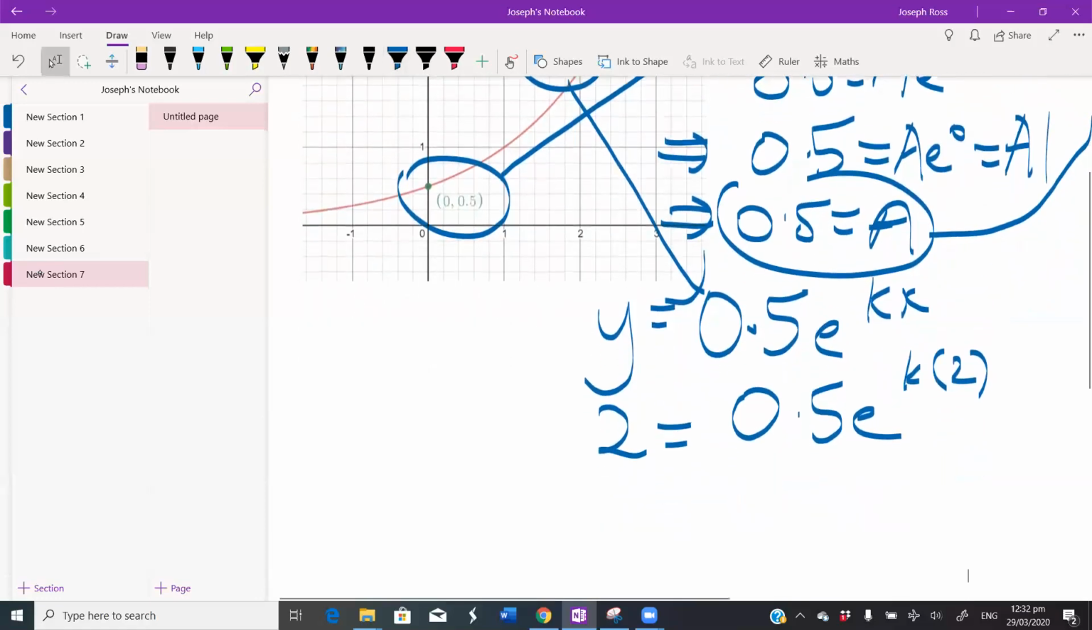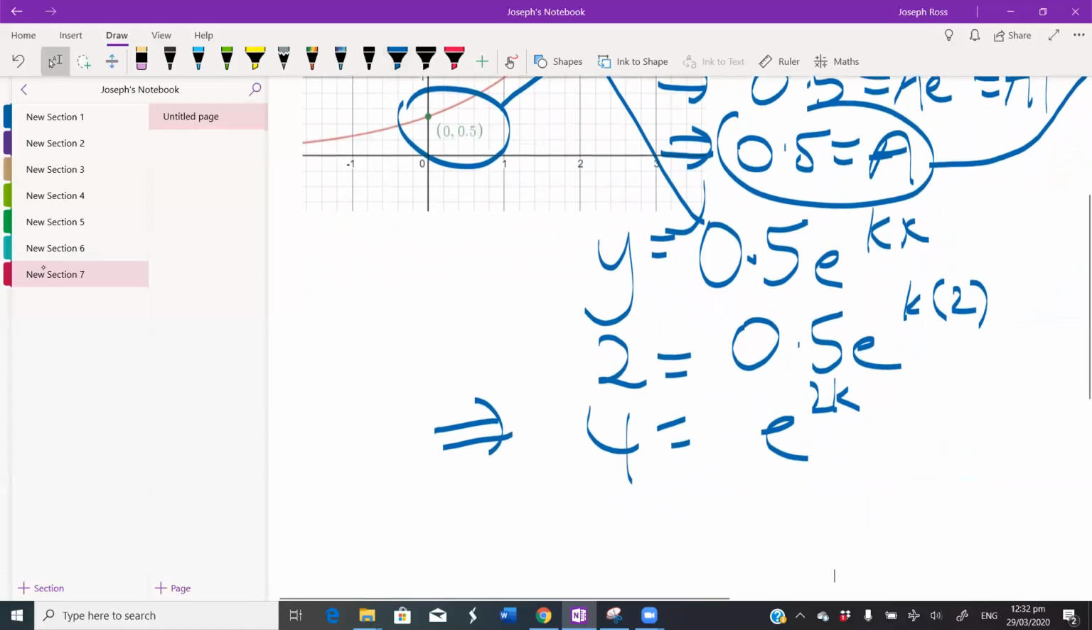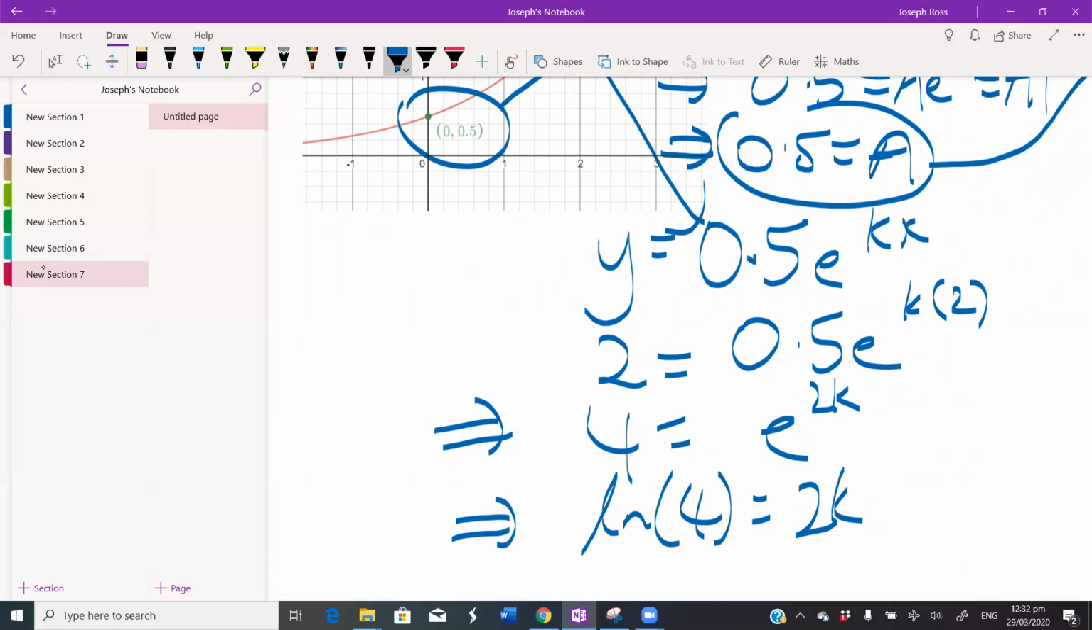Okay, so first thing to do would be to divide by 0.5. So 2 divided by 0.5 is 4. So we get 4 equals e to the power of 2k. And then we need to get rid of the e. So we can do that by taking ln of both sides. So we get ln of 4 equals 2k. And then we can divide both sides by 2. So we get k equals ln of 4, divided by 2.